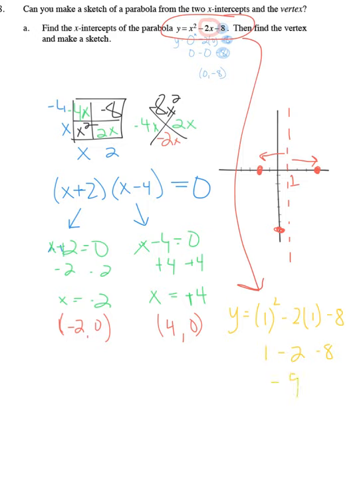So our coordinate for our vertex will be at +1, because that was the middle of the x-intercepts, comma, -9, because when we plugged in 1 for x, the y output was -9. We can plot that down here, and then we can draw our U-shaped parabola through all 4 points: the x-intercepts, the y-intercept, and the vertex.